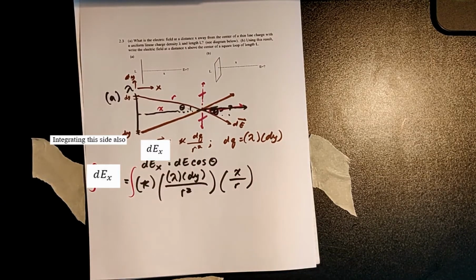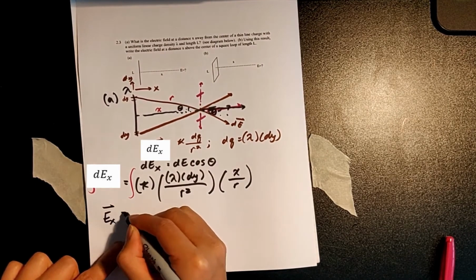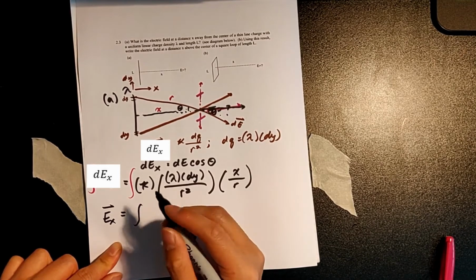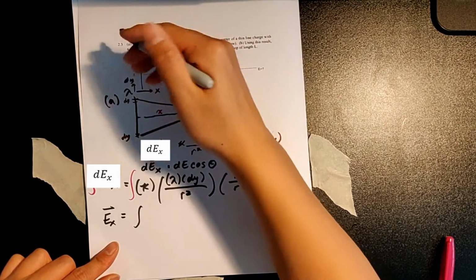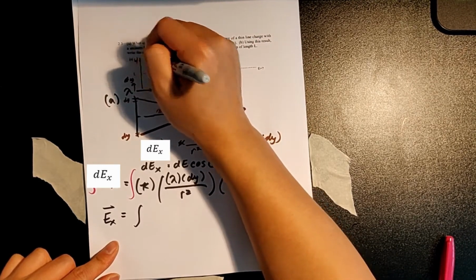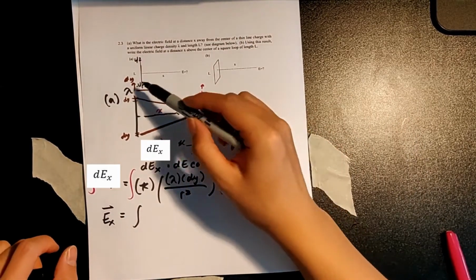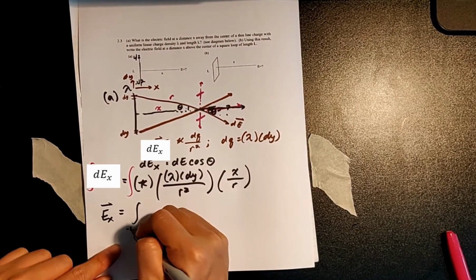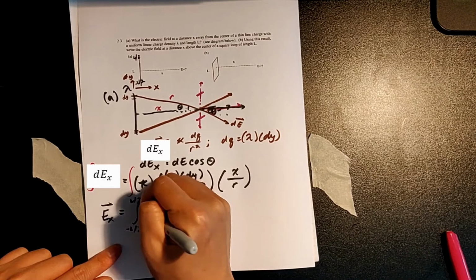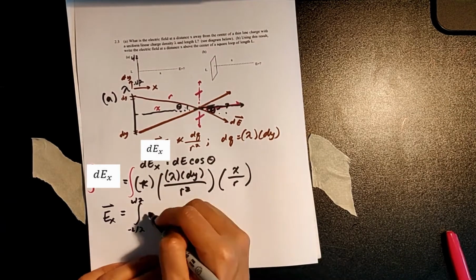So integrating, we are just going to be left with Ex equal to the integral. And what are our limits of integration? Well, because it says that this whole length is L, then this one we can call L over 2, to negative L over 2. So our limits of integration will be from negative L over 2 to L over 2, times this whole thing inside.